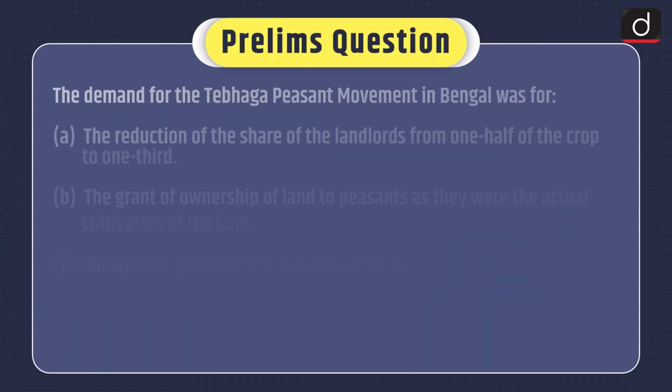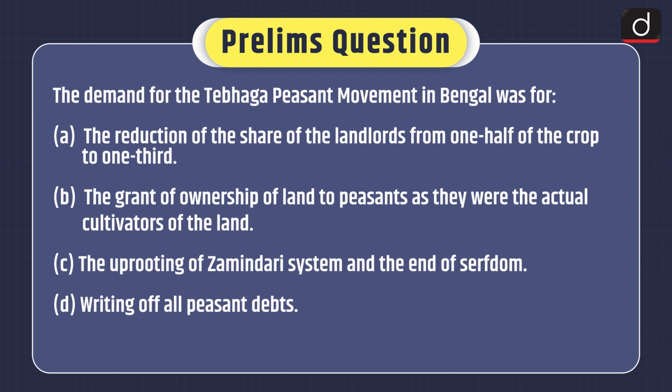Now it's time for the practice questions. First of all, prelims question. The demand for the Tebhaga peasant movement in Bengal was for the reduction of the share of the landlords from 1/2 of the crop to 1/3. The grant of ownership of land to peasants as they were actual cultivators of the land. The uprooting of the zamindari system and the end of serfdom, or writing off all peasant debts.